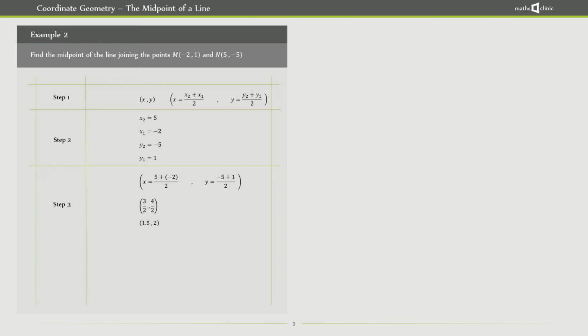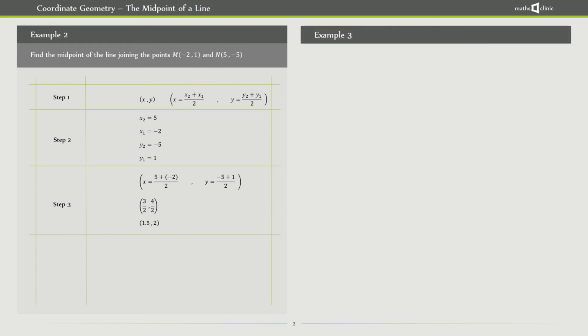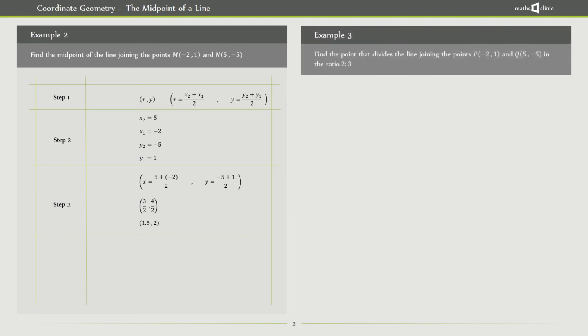Okay, and when we solve that out, what we end up with is 1.5 comma minus 2, and that is the midpoint of the line MN. It's actually really easy. There really isn't much to it. Okay, let's do another one, and this one is interesting. This one does not ask for the midpoint.